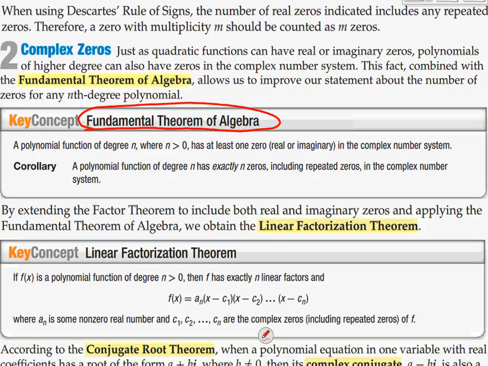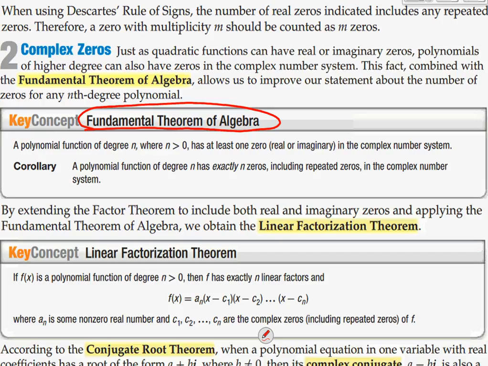So, you know, that is pretty vague. That's just saying any polynomial equation is going to have at least one zero in the complex number system. And so that's the fundamental theorem of algebra. But then the corollary is the one that is, in my opinion, more usable.